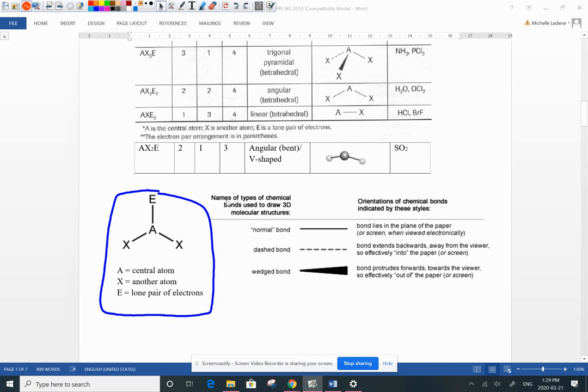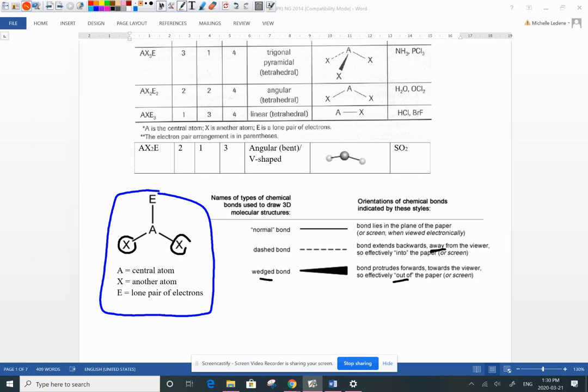Let's look down here, and it says that here's a molecule showing A as the central atom. The X's are the peripheral atoms, the outside atoms, the other atoms, and then E is the lone pair. And then when we're drawing our diagrams, a bond that is in the same plane of the paper is a normal straight line. Dashed line means that the bond is extending backwards away from you, like into the screen away from you. And then this wedge-shaped bond means that it's sticking out of the paper facing you.